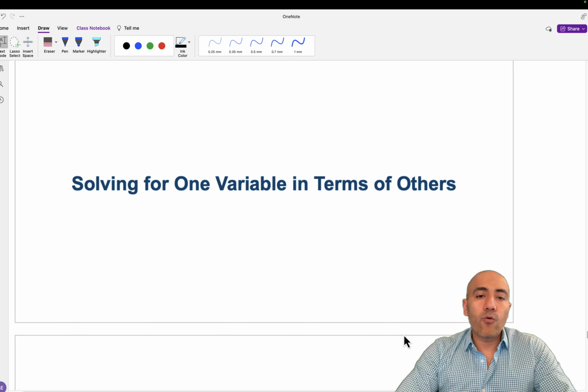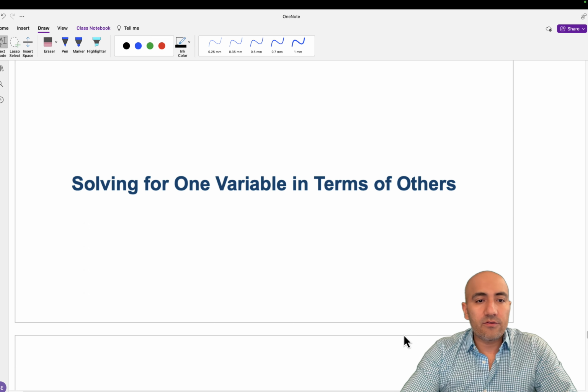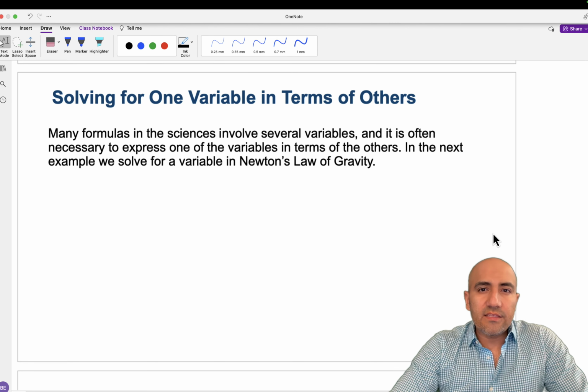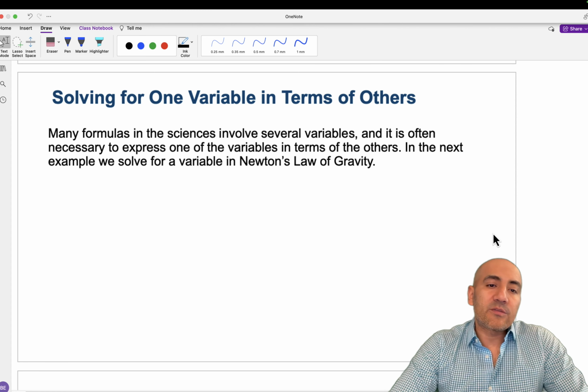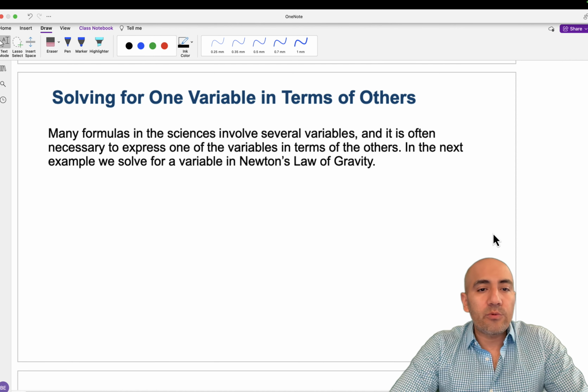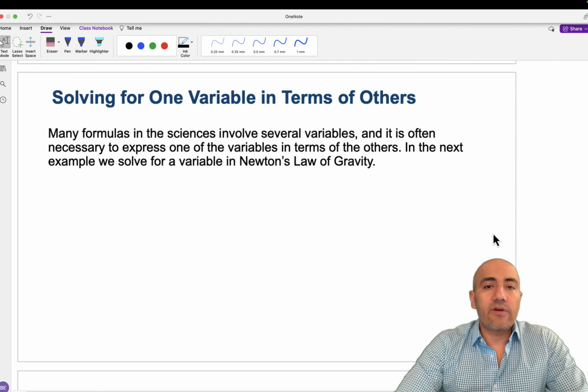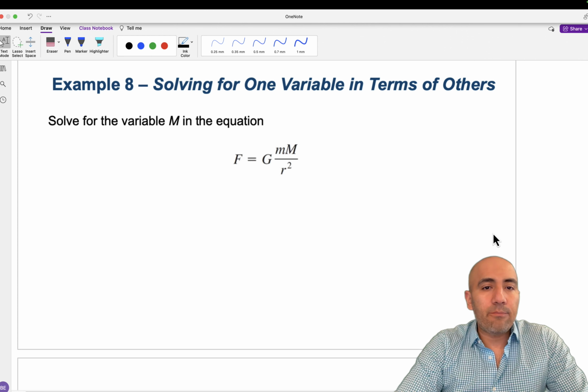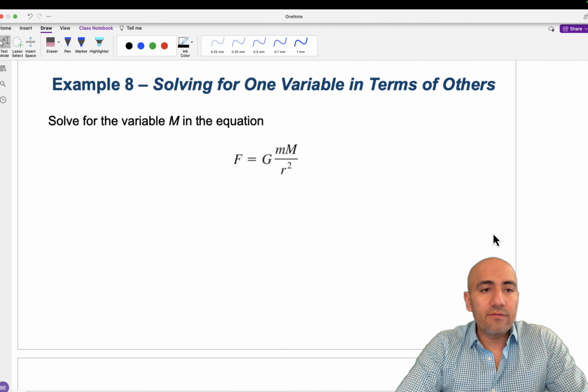Okay, solving for one variable in terms of others. Many formulas in the sciences involve several variables, and it is often necessary to express one of the variables in terms of the others. So in this next example, we solve for a variable in Newton's law of gravity. So here is an example involving Newton's law of gravity.